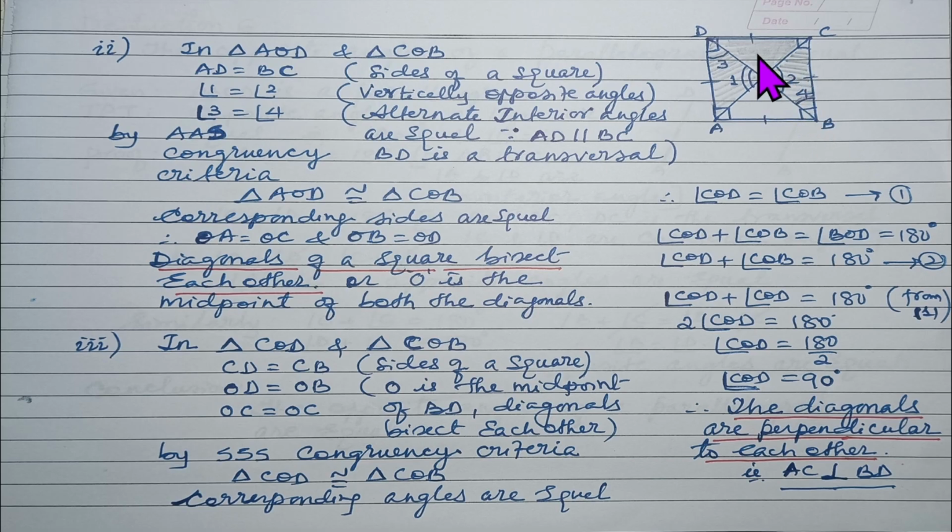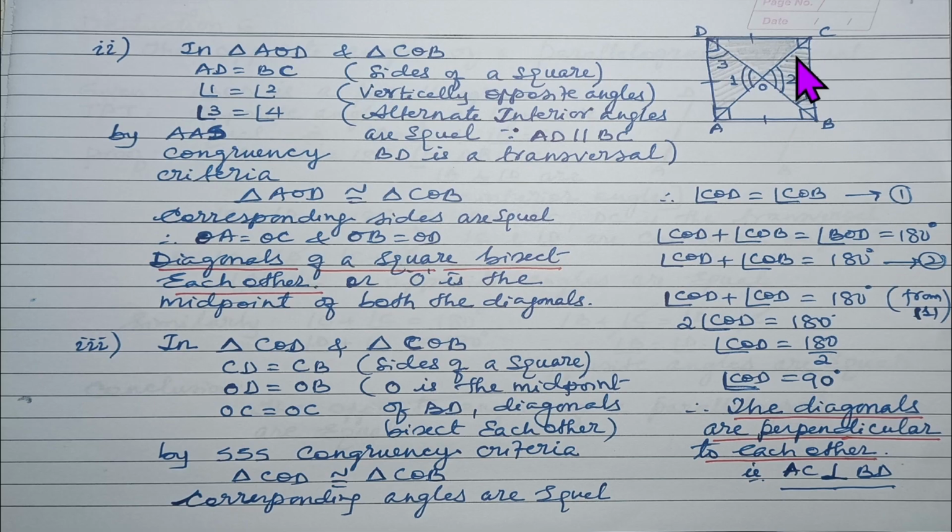Therefore, by the SSS congruency criteria, triangles COD and COB are congruent. If the two triangles are congruent, then the angles COB and COD are equal. But we know that angle COD plus angle COB is equal to 180 degrees, because this angle plus this angle forms a straight line, the straight angle DOB. Therefore, the sum of angle COB and COD is equal to 180 degrees.